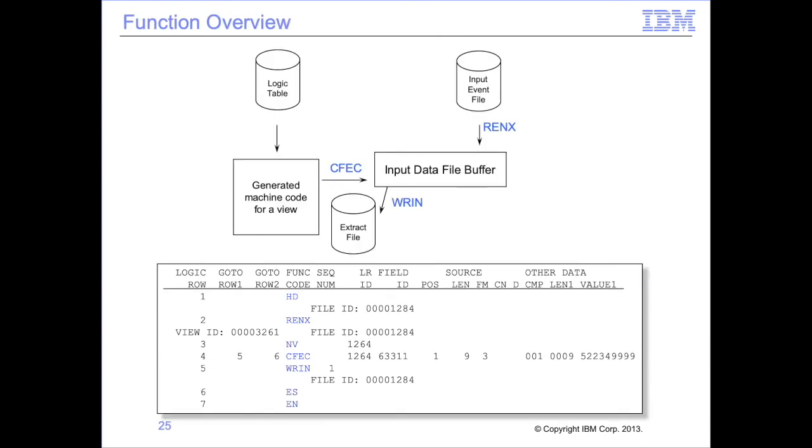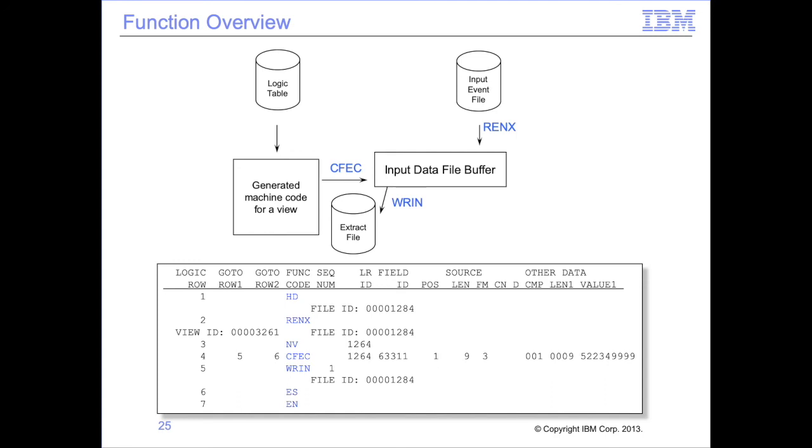To recap, this logic table trace contains the following functions: CFEC, which compares a constant from the logic table to a field in the input file; WRIN, which writes the input record to the extract file. The logic table trace does not show HD, the header function which begins each logic table; RENX, which moves a record from the input event file to the computer memory; ES, end of string, which is the end of the logic for a specific event file; EN, end of logic table, which is the last function of the logic table.